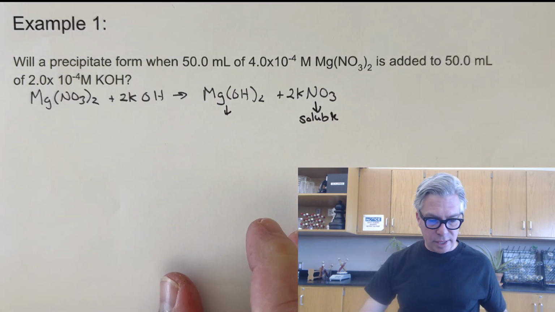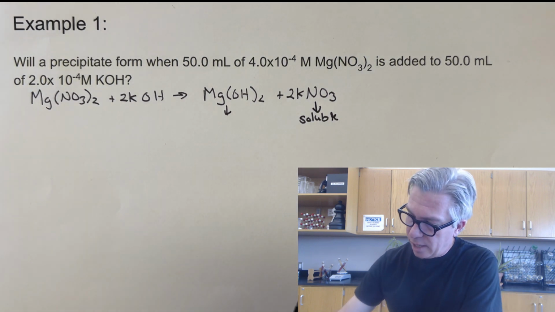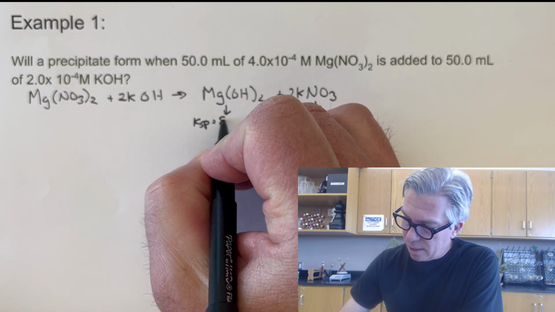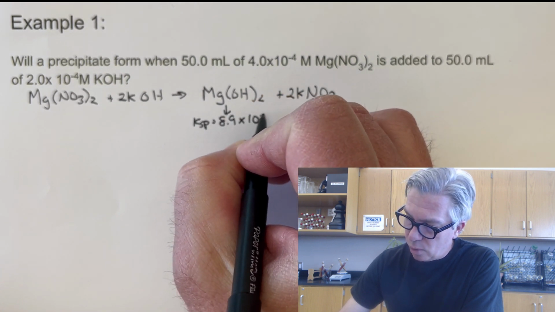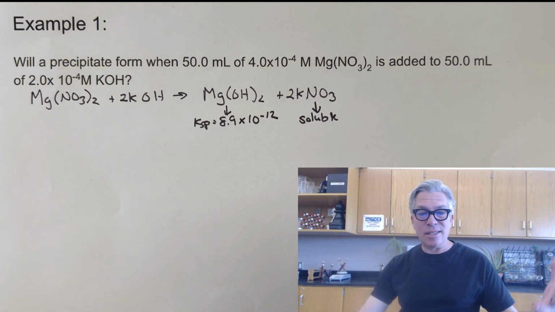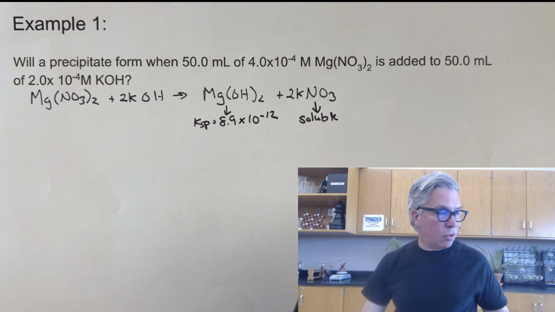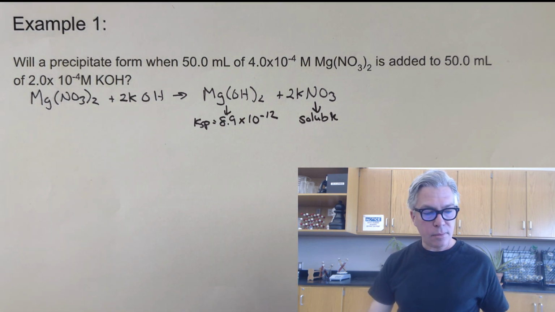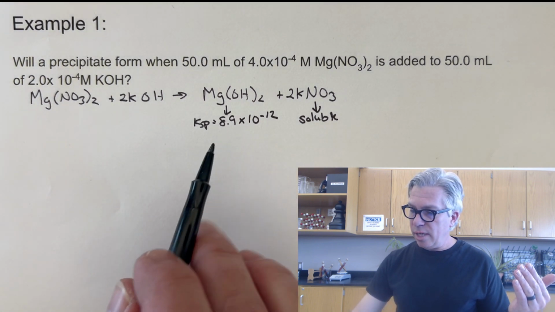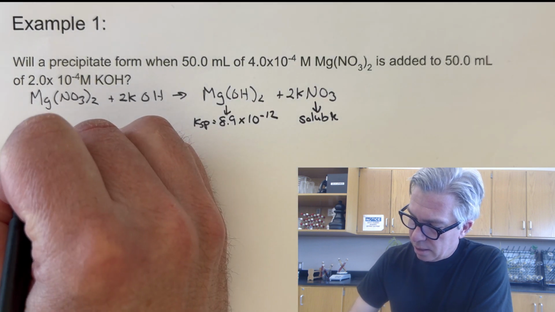Let's go ahead and check out its KSP value. I look on a chart of KSP values, and I find that the KSP value for this is 8.9 times 10 to the minus 12th. So it's insoluble on that other chart, but it actually is slightly soluble, and it has a KSP value. Great. So our second step in determining if a precipitate is formed is to take our molarities and determine their new concentrations. Let's go ahead and do that.